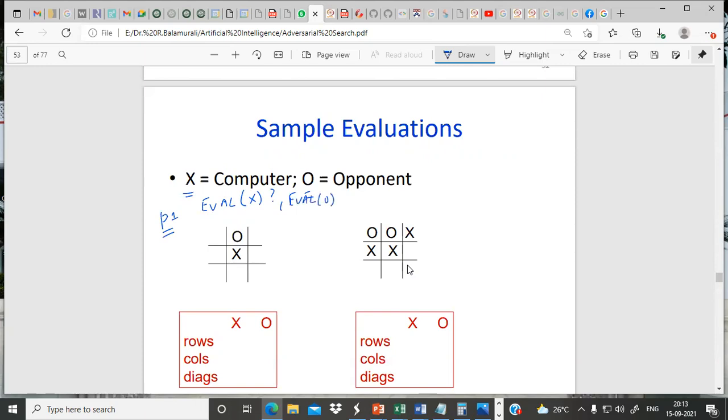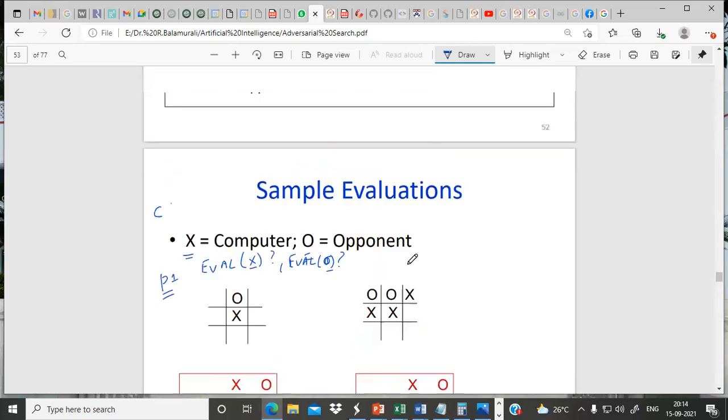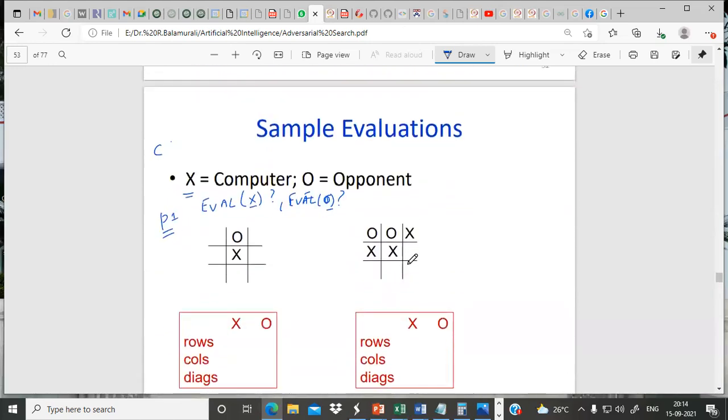And what is the value for opponent? The evaluation function should tell us the chance of winning for computer and the chance of winning for opponent. Here, to calculate the evaluation function for X, we are using RCDC, the number of rows, columns, and diagonals in which the computer can win. So if you see here, this is computer. At which rows can the computer still make a win? This is one possibility, and this is one possibility.